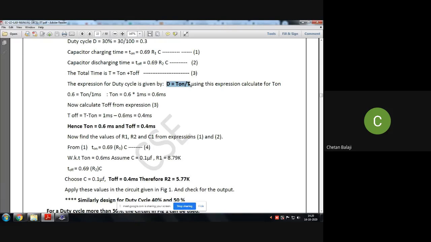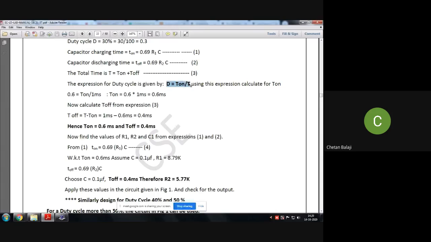Here we know that D value is 0.6. Above we converted 60% as 60 by 100, which gave 0.6. We know the value of D, we know the value of T, the total time. But we don't know the split-up, how much is T on and how much is T off. When T equals 1 by f, we got T equals 1 millisecond. Therefore use the formula D.